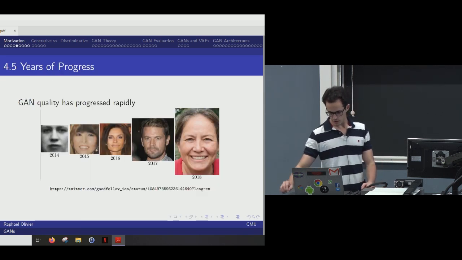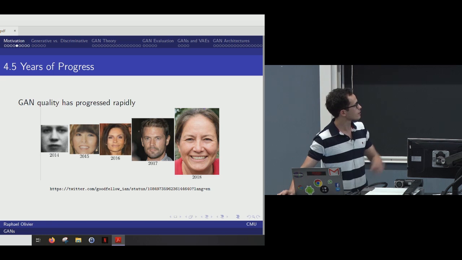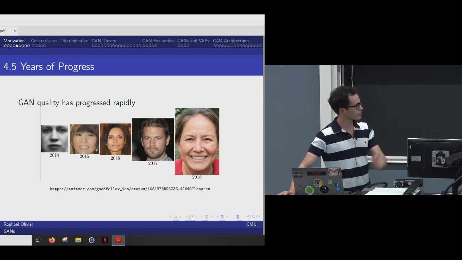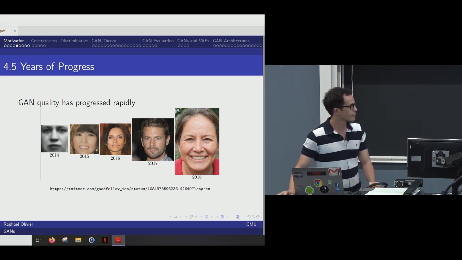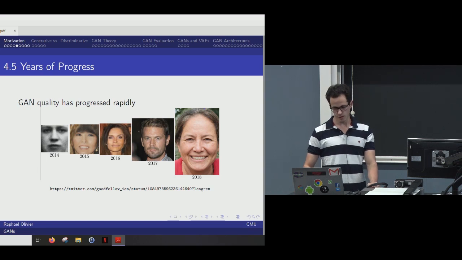But if you look at the improvement over the years, on the right, you can see what can be done now. So remember that the woman in the photo does not exist. She's been completely generated, but I don't think you can guess that by just watching the photo. So that's how good the models are after 5 years of progress now.